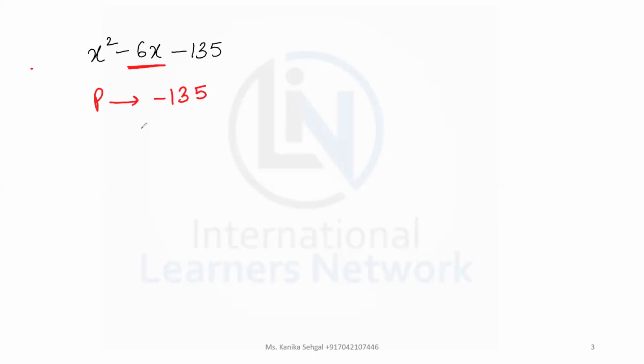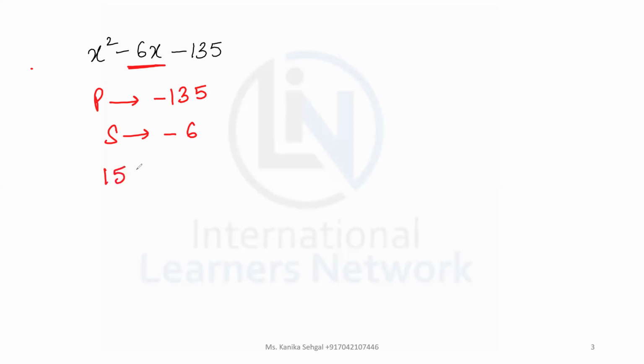Okay, let's proceed further. In this question, we have x square minus 6x minus 135. So we are going to split this middle term. We want two numbers whose product is negative 135 and we want the sum to be negative 6. Please note, we want the product to be negative. That means one number must be positive and the other one must be negative.